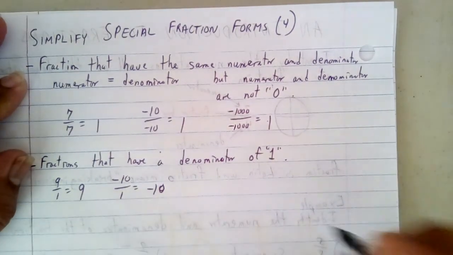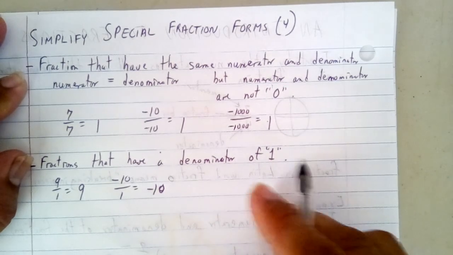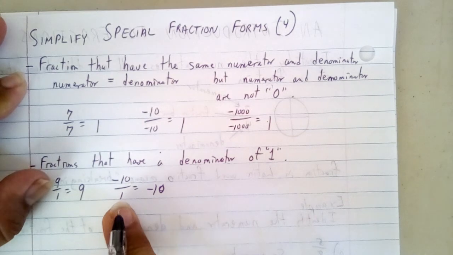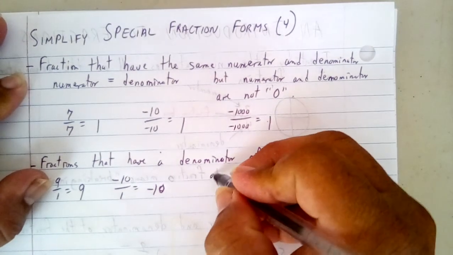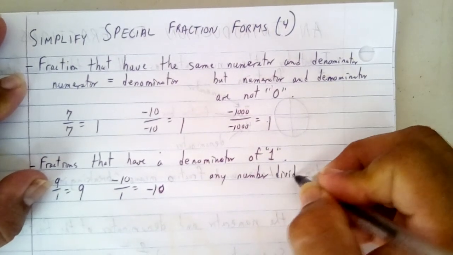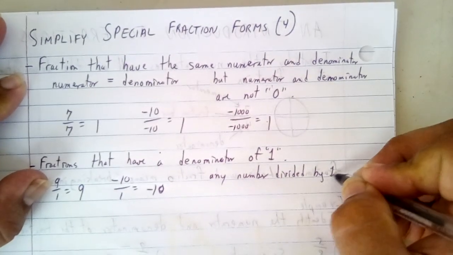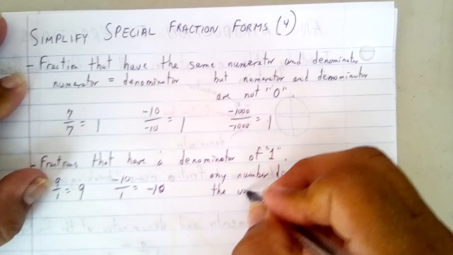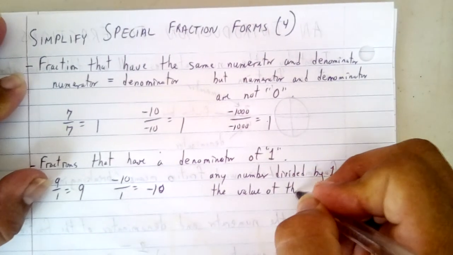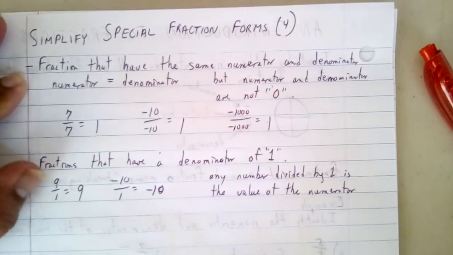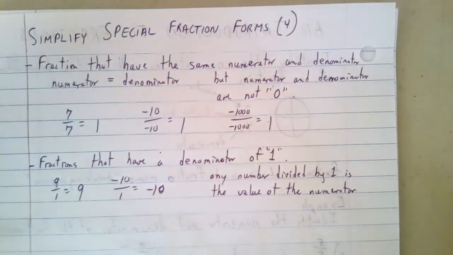So in other words, whenever we divide any number by 1, the result is simply the value of the numerator. That's what it means. Okay, so that's the second type of special fraction. Let's go to the third one.